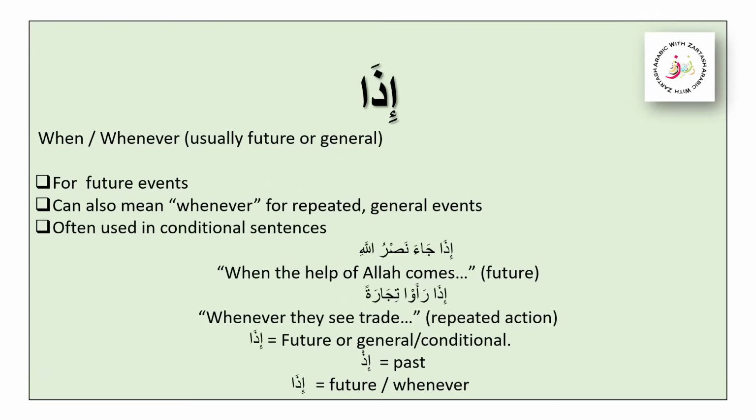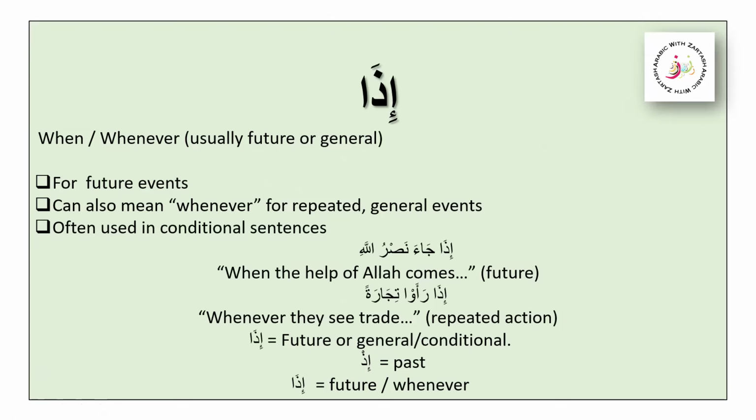"Iza ja'a nasrullahi," when the help of Allah comes. You see that we have here a jumla fi'liyya with a verb in the past, fi'l madi. But when Iza enters this jumla fi'liyya, we see that the whole sentence is translated into the future. So Iza is pushing the meaning into the future: when the help of Allah comes. So this is translated as a future sentence.